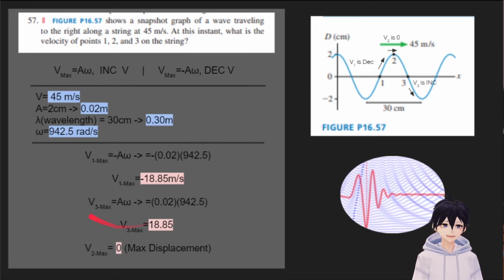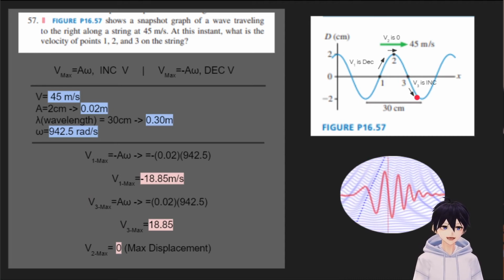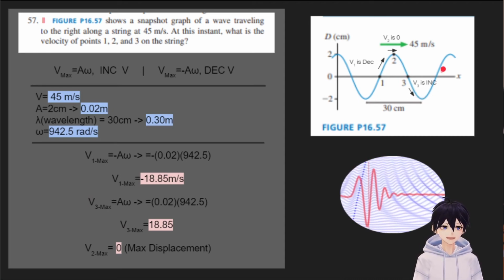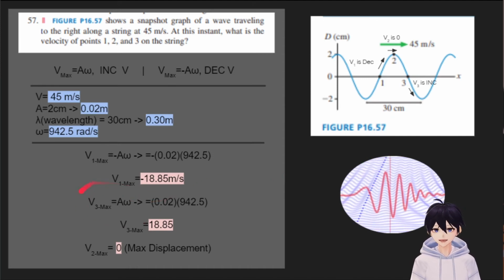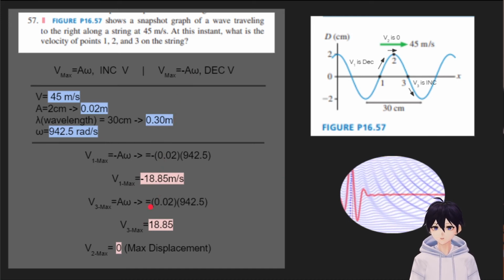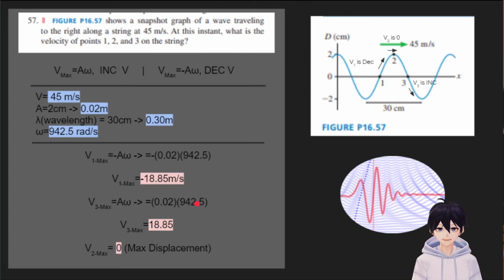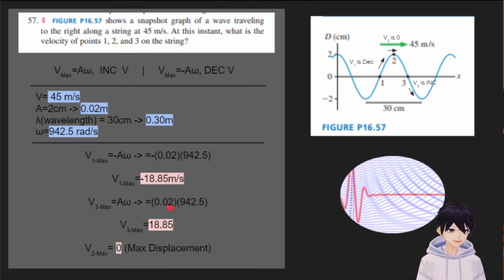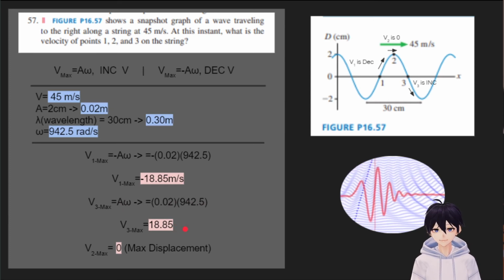As for point 3, it's increasing because you can see that once it hits over here, the velocity is going to start increasing on this side. So that's why we choose the positive equation, so we don't have to put the negative in the equation. And that's when we have 0.02 meters as well, times 942.5 for the angular frequency. That gets us 18.85 meters per second.